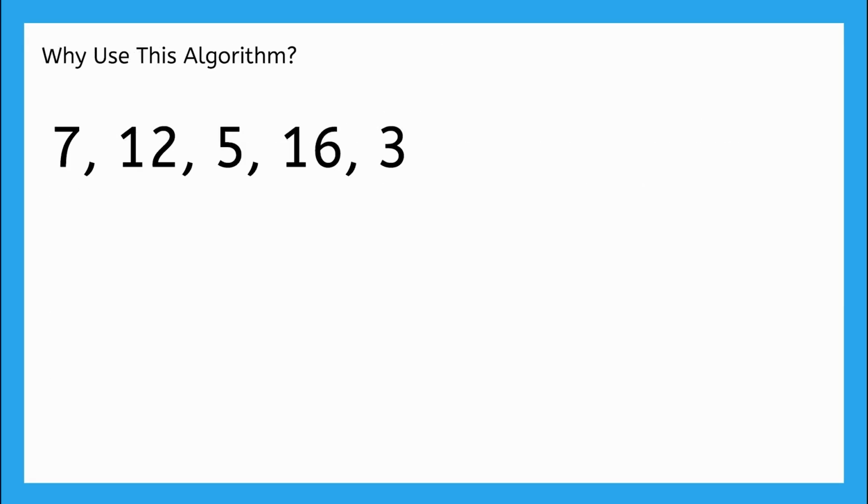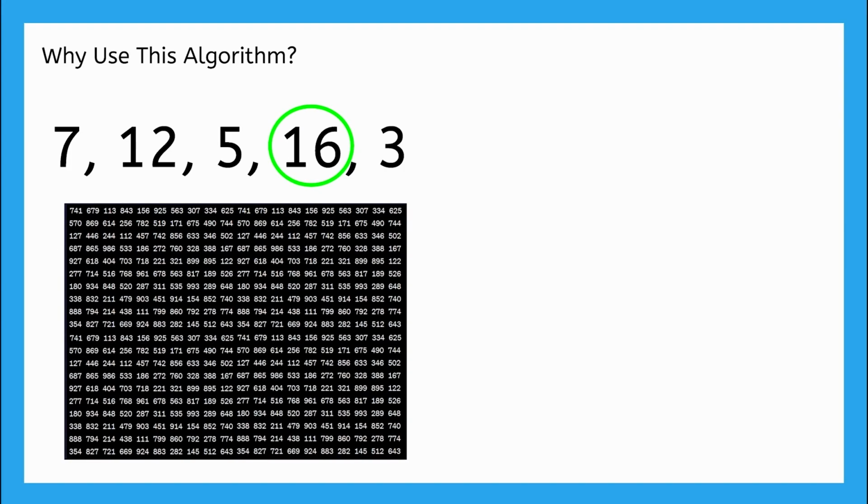When you first looked at the list of numbers, it was easy to see that 16 was the largest number on the list. Why then did we need to use an algorithm to solve it? Well, the great thing about this algorithm is that it can be used on a small list of numbers and also a very large list of numbers.